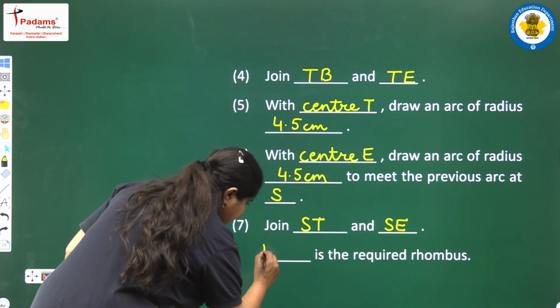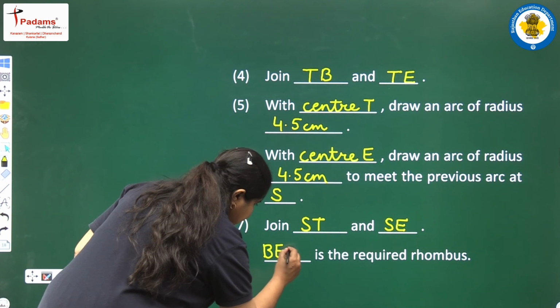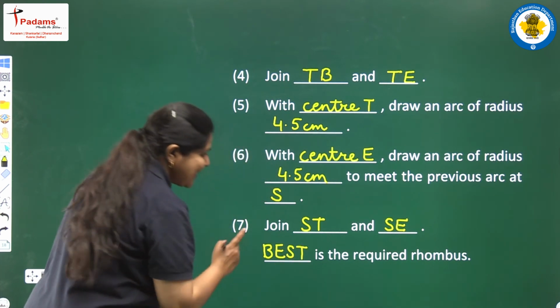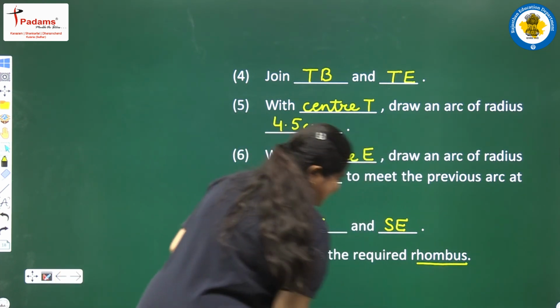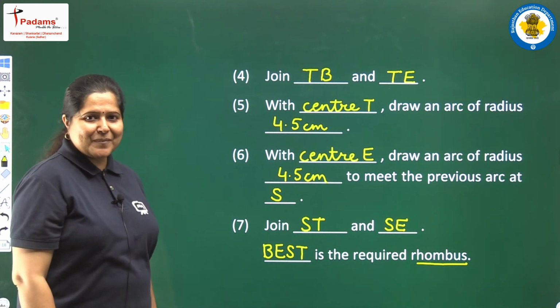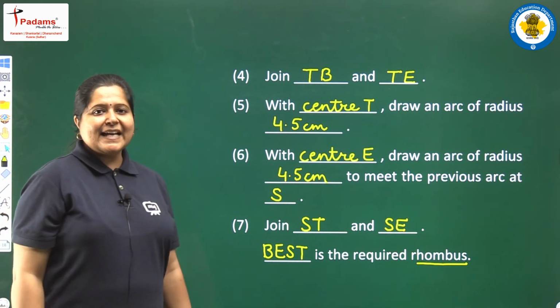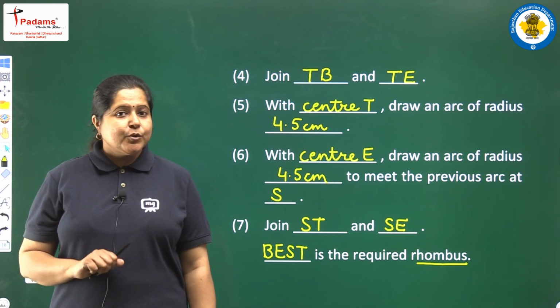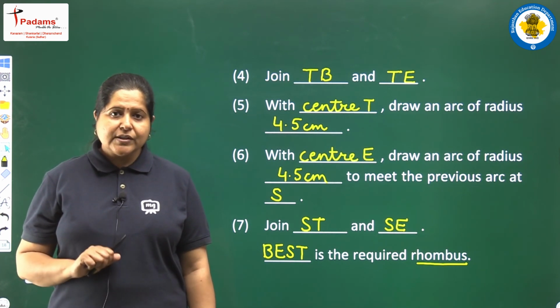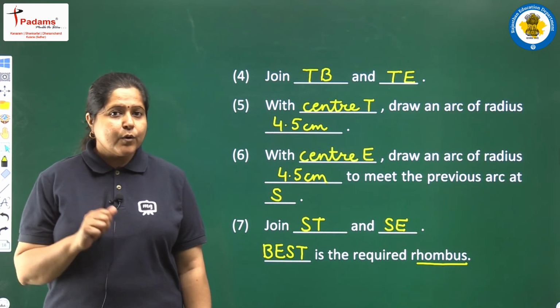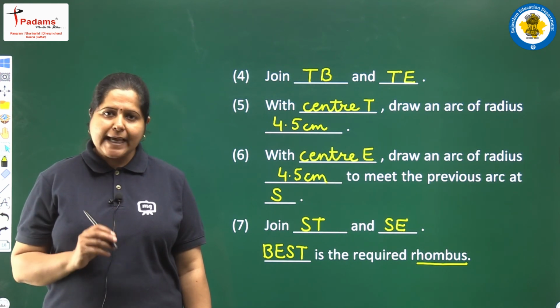With this we get BEST, the best rhombus. This is the required rhombus. With this your exercise 4.1 is complete. Today we did some constructions of quadrilaterals in which 4 sides were given and 1 diagonal was given.